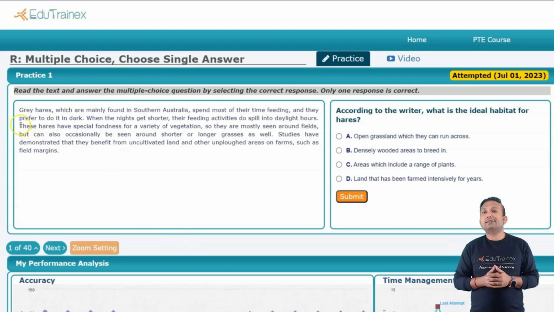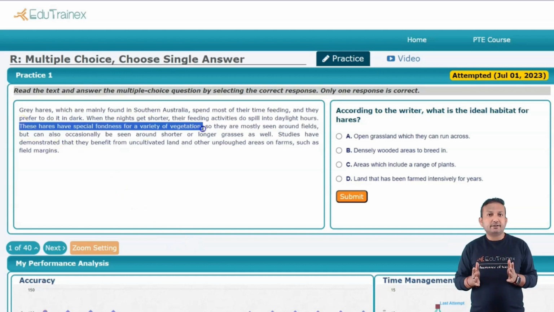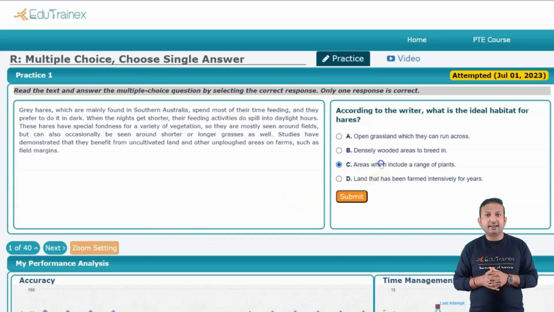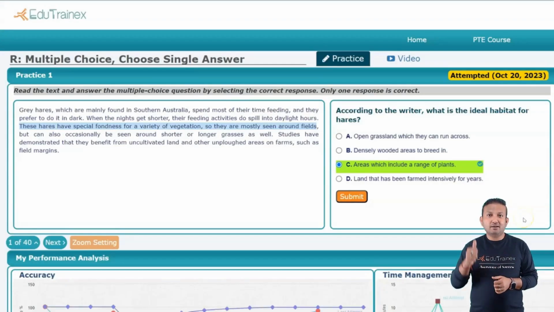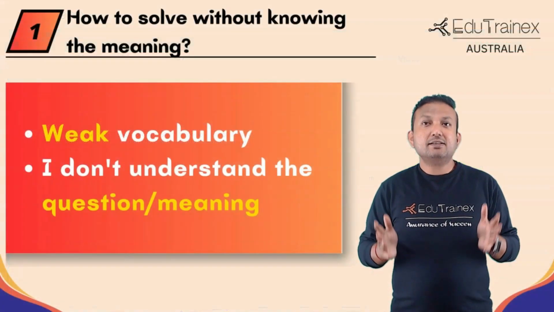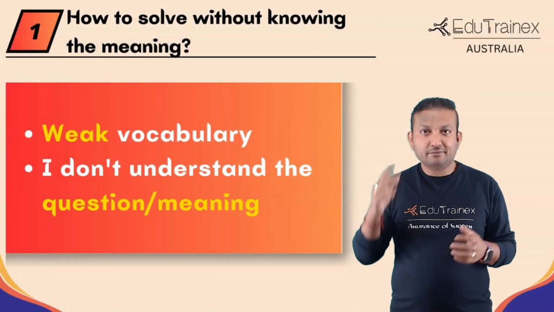So look at the third sentence. It says the hares have a special fondness for vegetation and they are mostly seen around fields, clearly hinting at option C. It says areas which include a range of plants. So here vegetation and range of plants mean the same. And that's how we got the correct answer. You see, simple technique using common sense, and it works.